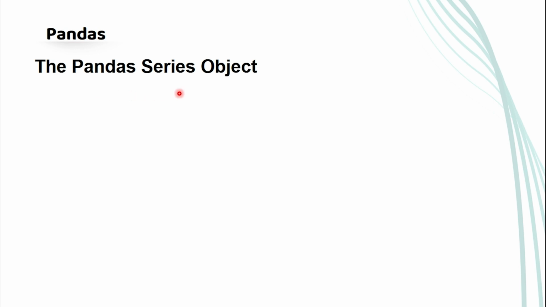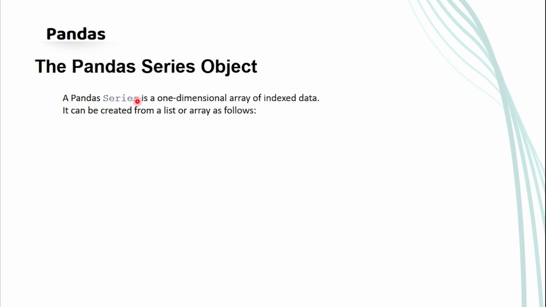In pandas, we have two kinds of objects. One kind is the one-dimensional Series, and the other is the two-dimensional DataFrame. The pandas Series object is a one-dimensional array of indexed data. What is important is that a Series is a one-dimensional array that also contains another piece of information, the index of the data. It can be created from an array as follows.